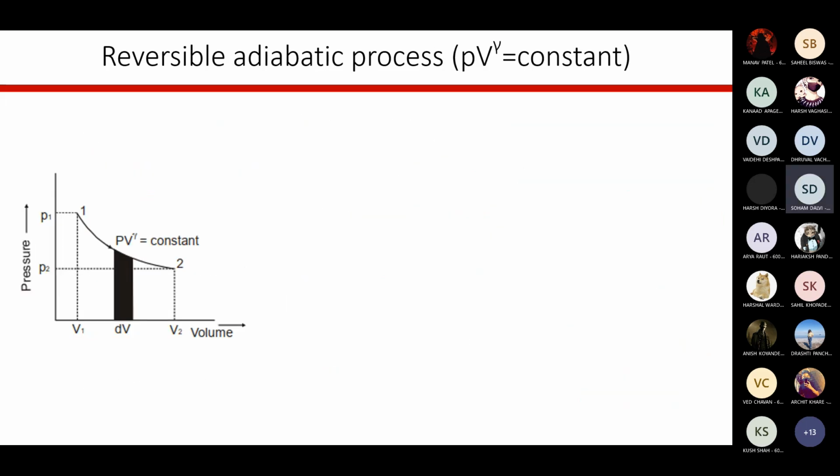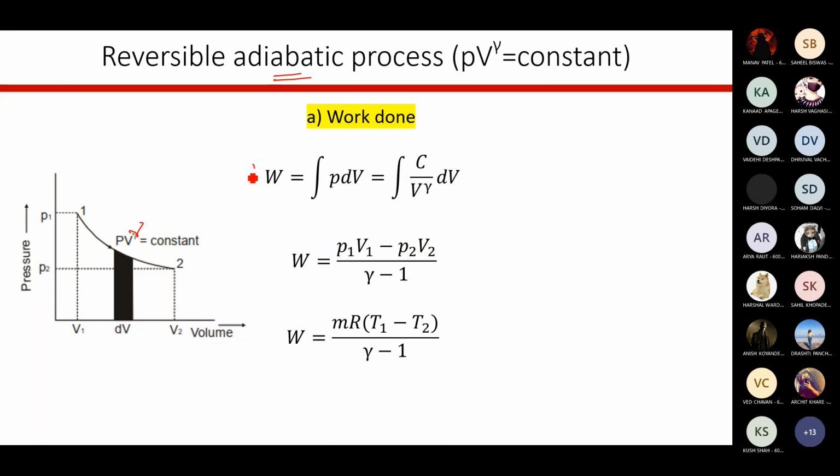Now let us talk about the next process, which is the reversible adiabatic process or isentropic process. The law of the process is P V raised to gamma is equal to constant. Again, I am following the same steps. So work done is integral P dV. Again, just replace this P in terms of V because dV is there. So I have to evaluate the integral with respect to V. So write P in terms of V.